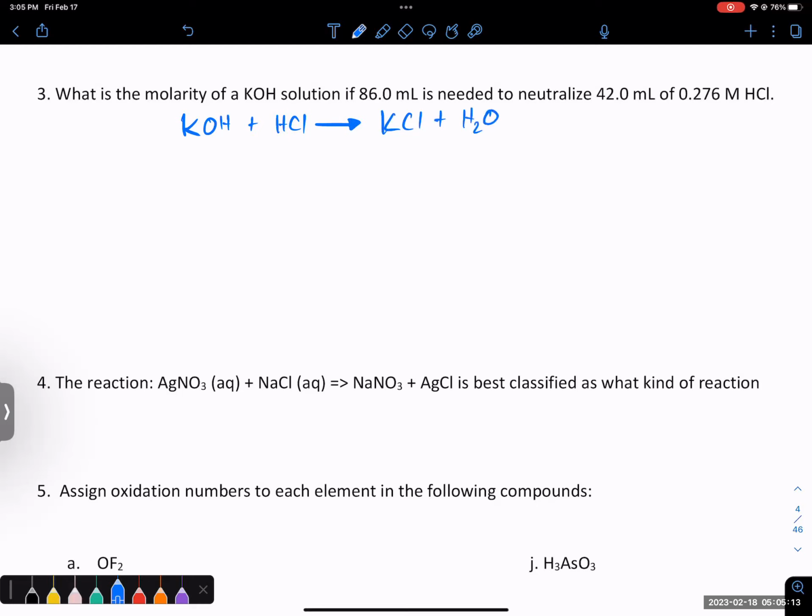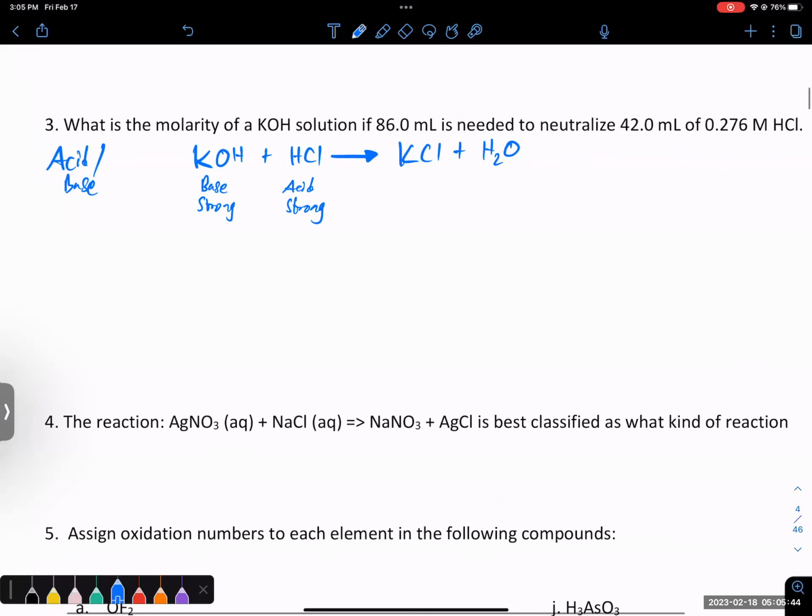What type of reaction is this? Yeah, this is an acid-base reaction. What's our acid and what's our base? The acid is hydrochloric acid and the base is potassium hydroxide. And then are these strong or weak? They're both strong, a strong base and a strong acid. All right. Now, this is a little tangent I went on, but now we're gonna see what we actually want.